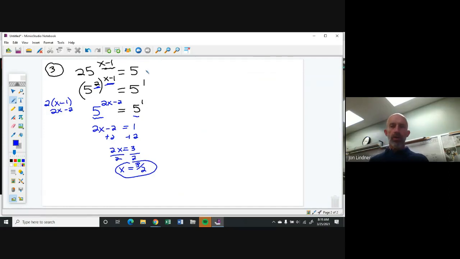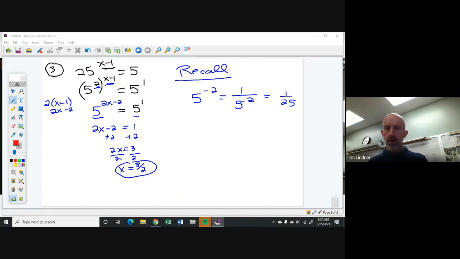Now, I want to ask you to recall something. Recall or remember that 5 to the negative second power means 1 over 5 to the second, which of course is 1/25. Now what that means is, if I see this right here, I can write it like this, okay, because of these equal signs, they're all the same. So why is that important? Well, look at this little example right here.